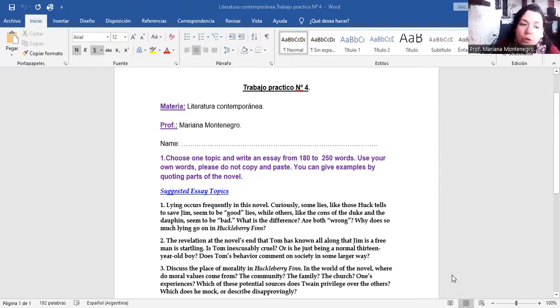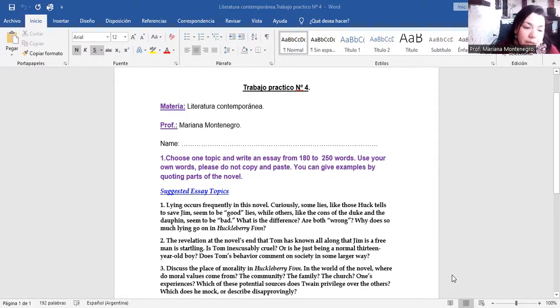Then number 2, the revelation at the novel's end that Tom has known all along, that is all the time, that Jim is a free man, is shocking and startling, yes? Is Tom inexcusably cruel? What do you think? Or is he just being a normal 13-year-old boy? Because remember that he's just a teenager. Does Tom's behavior comment on society in some larger way? Think about that, please.